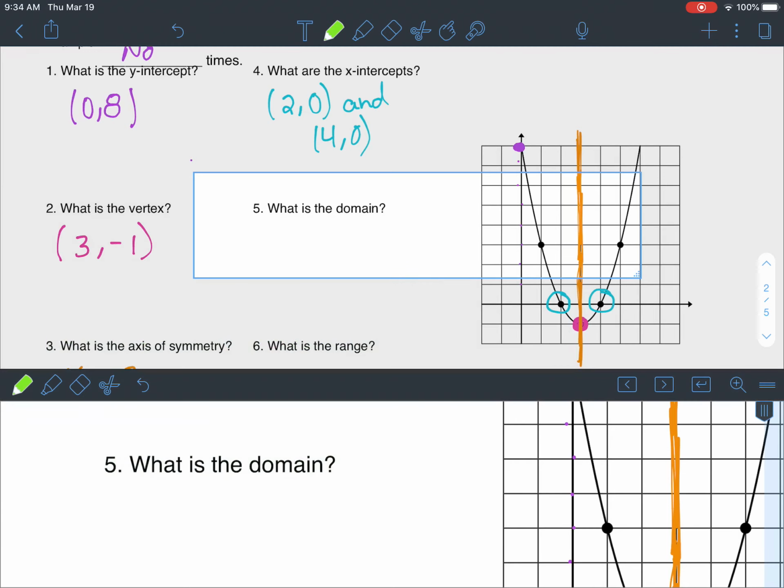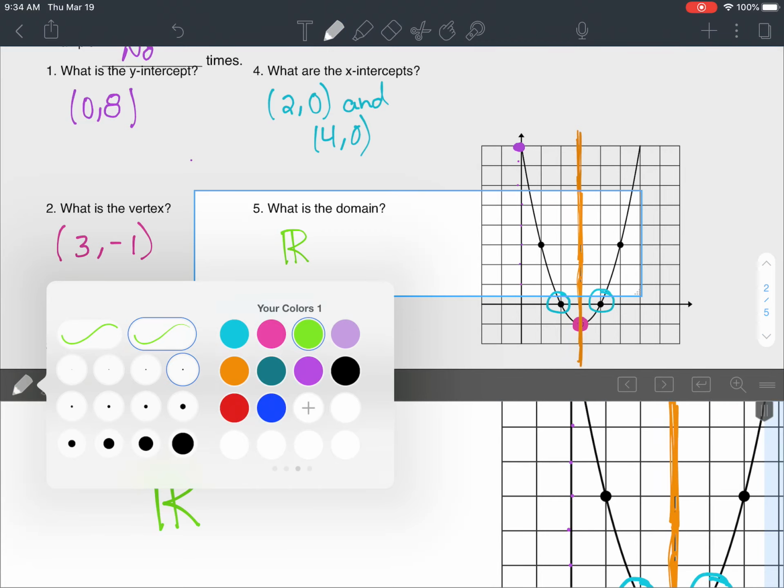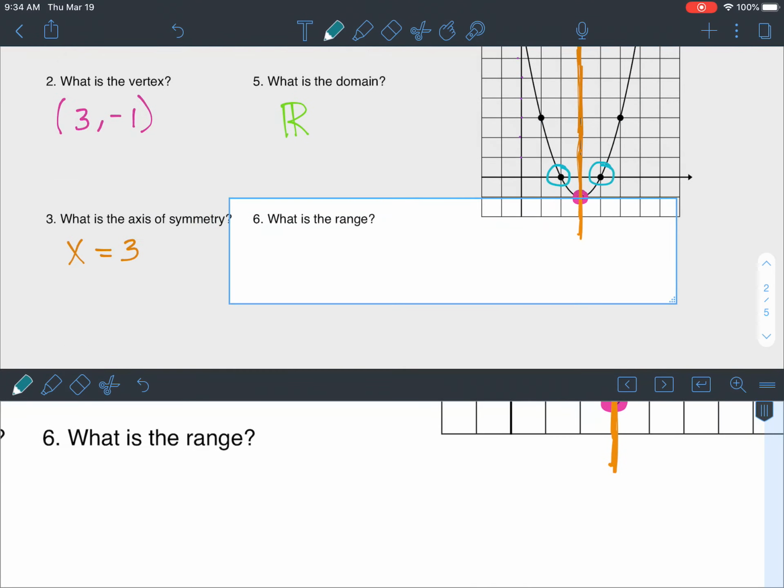And then we need to talk about the domain. So if you remember, I said that the domain of all quadratic functions is always the same, and that is that it's all real numbers. So it's going to cross every single x value. I'm going to touch every x value here.